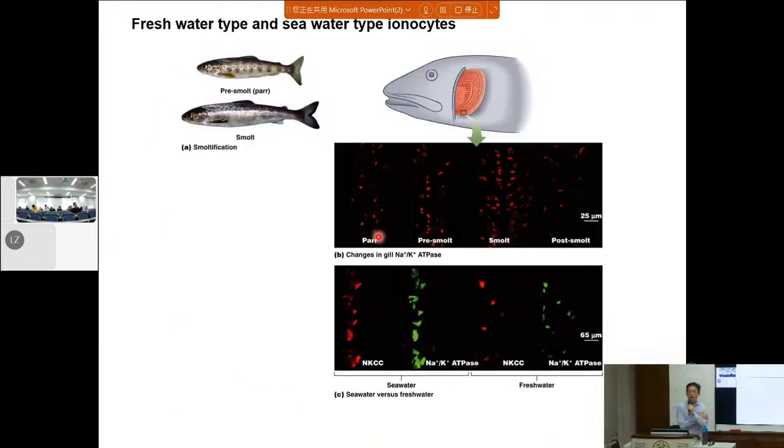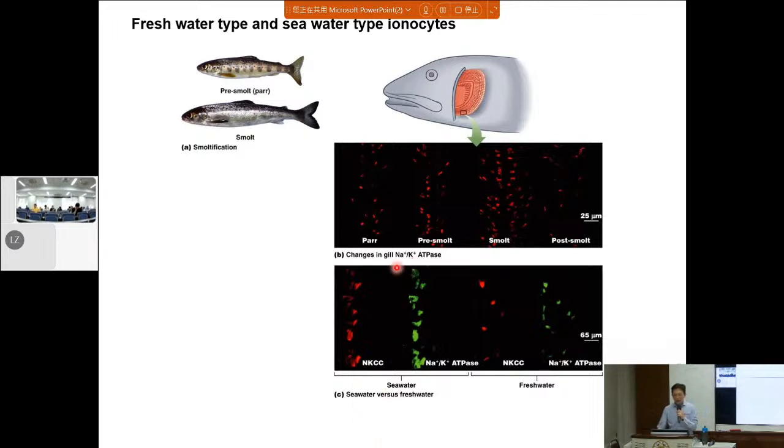Okay, so by studying osmoregulation, the morphology and the function of the ionocyte is very important. For example, there is a type of fish that can live in the seawater and the freshwater environment. So this is a salmon. So we can see if you stain the sodium potassium ATPase, as I mentioned before, this type of cell is responsible for calcium uptake in the freshwater fish.